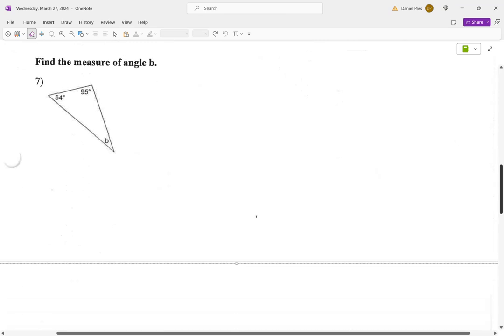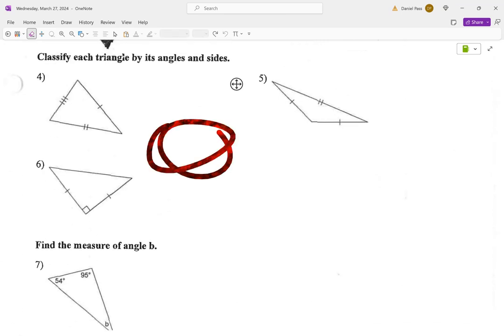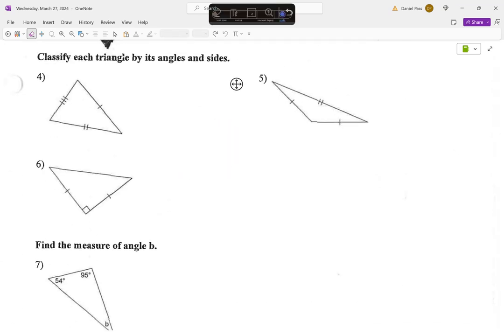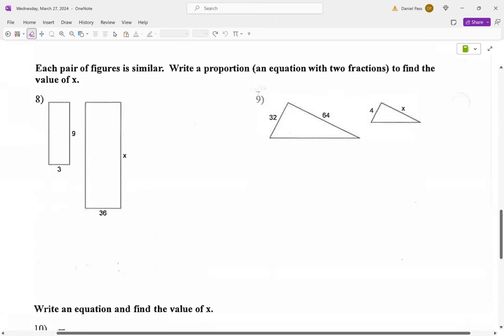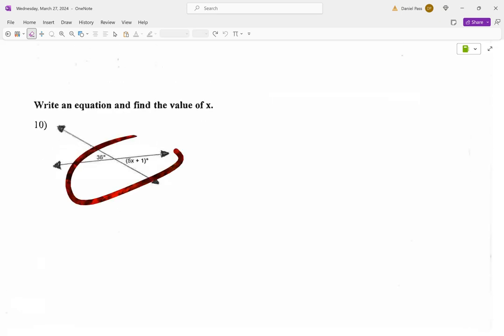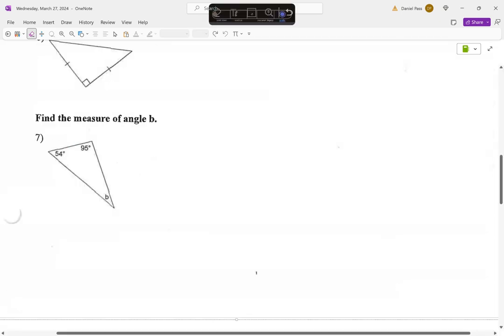Okay, you have to know the names of these, right? Scalene, isosceles, right? Isosceles. You have to know scale factor for this. And you have to know how to make equations from geometry pictures, diagrams.